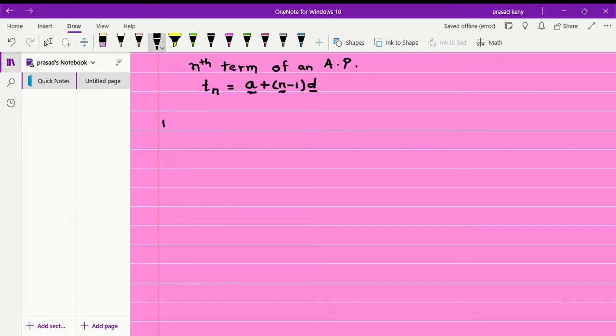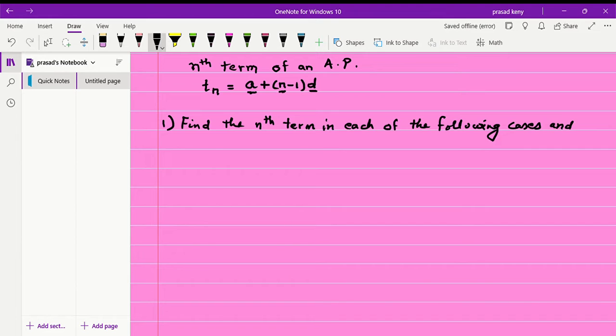So first problem, find the nth term in each of the following cases, and hence find the 25th term.